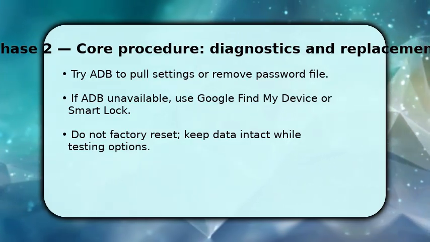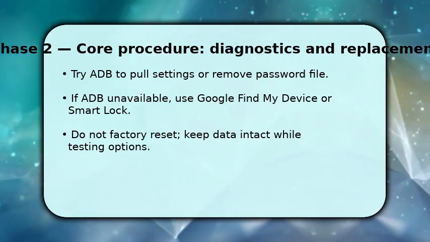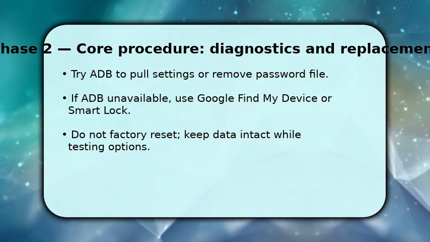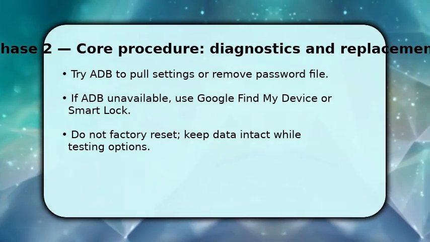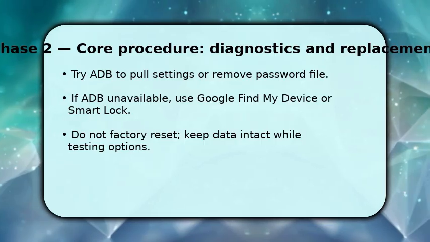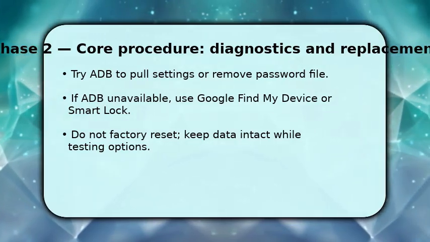If ADB is unavailable, try Google Find My Device to set a temporary password or trigger smart lock options via trusted devices/places. Move deliberately. Each command can change system state. Make sure to back up visible files immediately after access is restored.